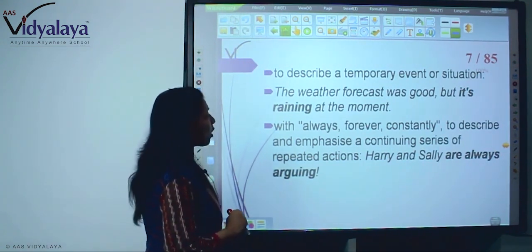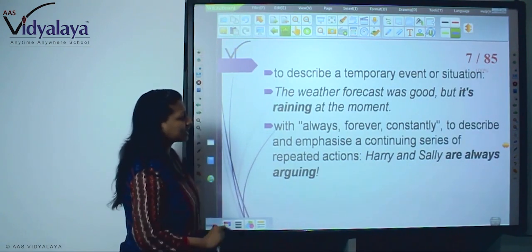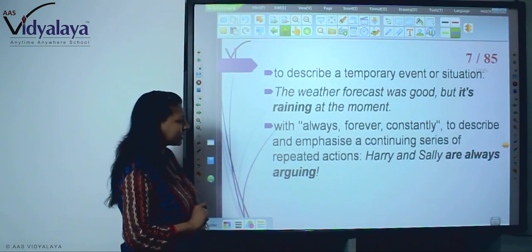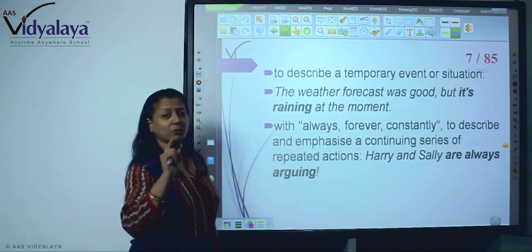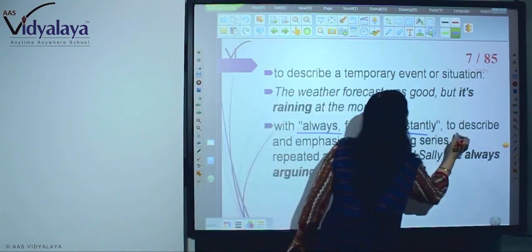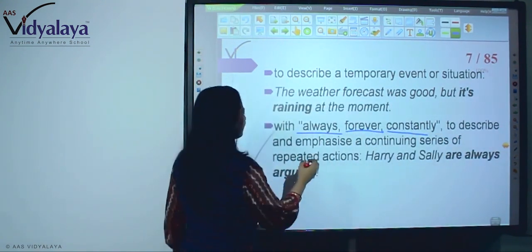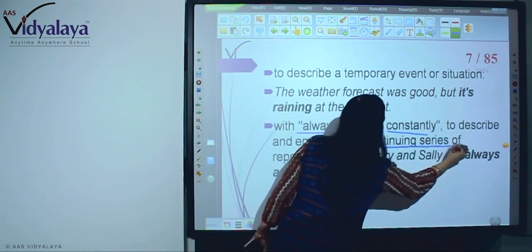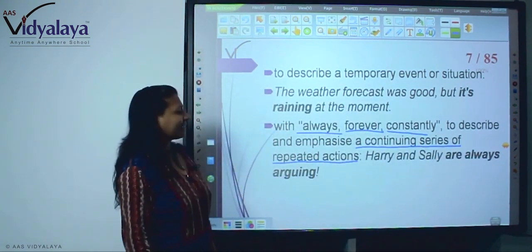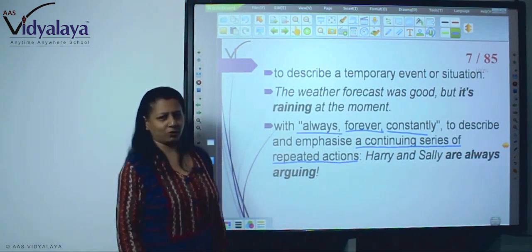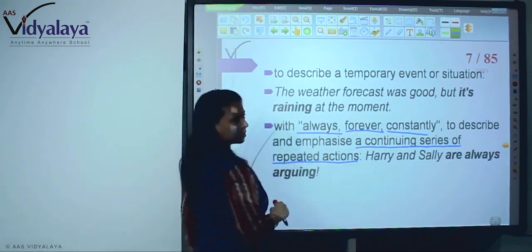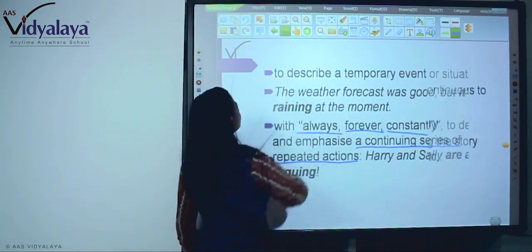With always, forever, constantly, to describe and emphasize a continuing series of repeated actions, we use present continuous. Always, forever, constantly. So, Harry and Sally are always arguing. Right? So, with these words we use present continuous.